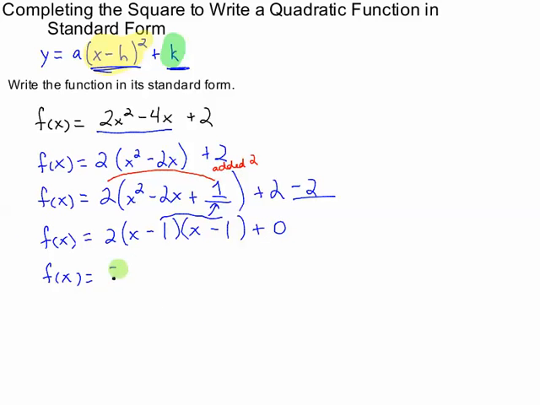Finally, I end up with 2 times (x minus 1) squared. And if you want, you could write plus 0, but it's not necessary. But it is helpful in finding the vertex. The vertex of this would be (1, 0), and the parabola would open upward because this 2 is positive.